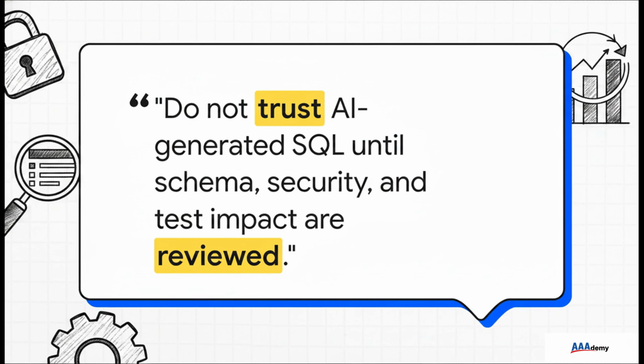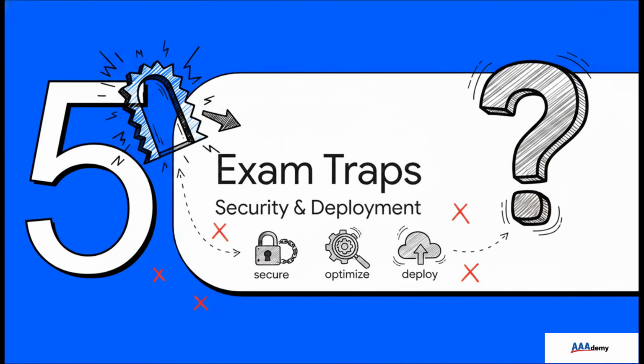If an exam question says Copilot suggests a script granting broad permissions just to make a query work, the answer is never to blindly execute it. Review the schema drift and test impact first, every single time. Finally, we've reached Section 5, Avoiding Common Exam Traps, Security and Deployment. Let's decode some high-risk traps, because the exam writers are sneaky and offer highly plausible yet completely wrong answers.